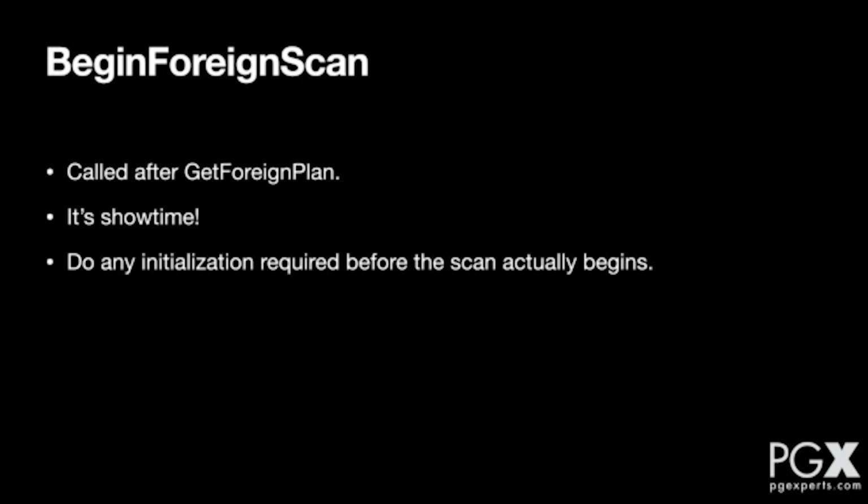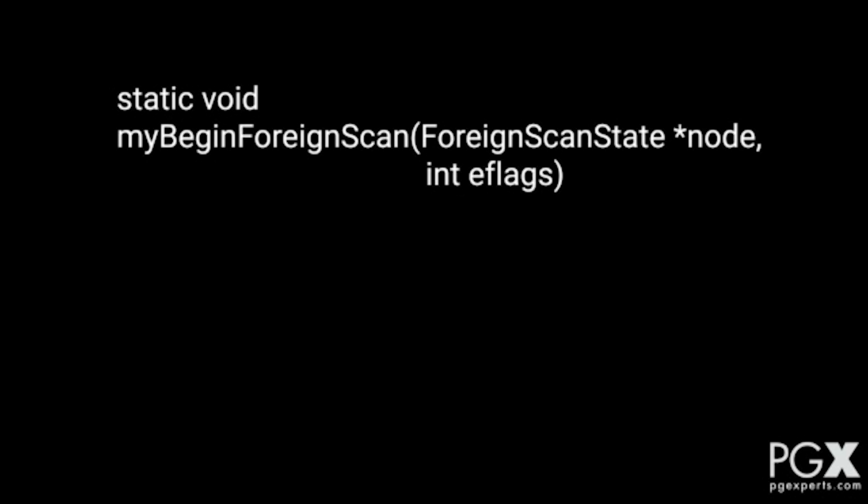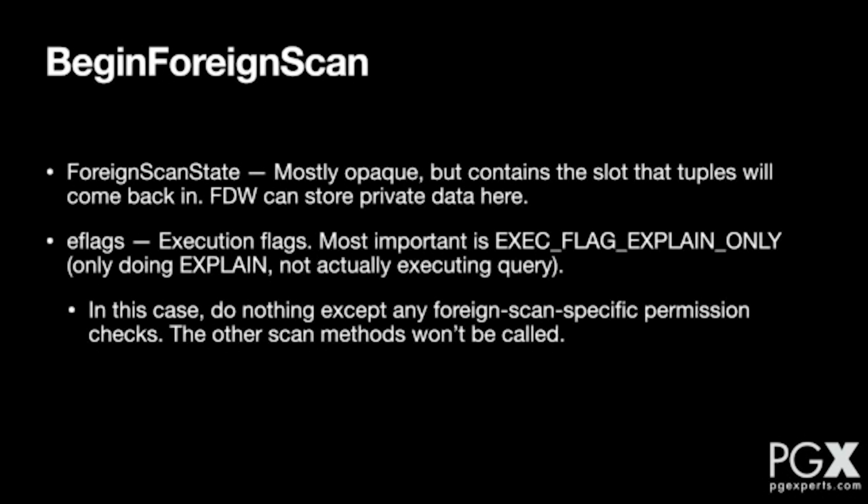Then you get called with begin foreign scan, and finally you're getting tuples after all this work. Does any initialization required before the plan begins? For example, this may be where you open the connection to the remote server, or something like that. If you want to allocate a chunk of memory to store the results that come back, it may make sense to do it here. You get passed this foreign scan state object, some nodes, and then this little int with a bunch of flags. The foreign scan state is mostly opaque. You really don't have to worry about what's in there. There's one field you have to care about, which is where you put the tuple you get back.